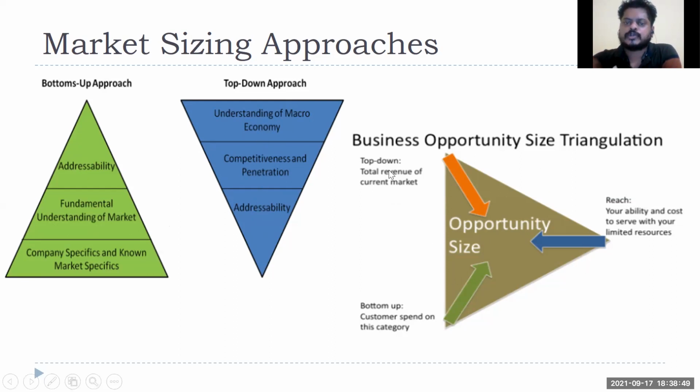We use both top-down and bottom-up, and also our effort, our sales force expertise, our products or services, innovativeness, and whether we can reach that market size. There might be a good market available, but my sales force is not trained to sell the product or services we have created. Or there are some regulation challenges and I cannot sell into that market. So you have to consider those aspects also: your ability and cost to serve with your limited resources.